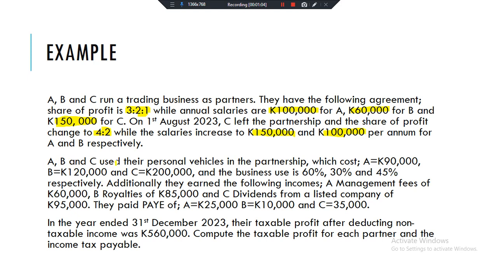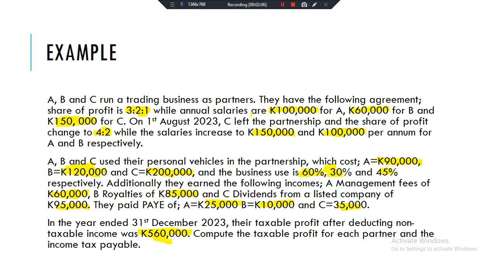A, B, and C use their personal vehicles in the partnership. The cost is 90,000 for A, 120,000 for B, and 200,000 for C. Business use is 60%, 30%, 45% respectively. Additionally, they earned the following incomes: A, management fees 60,000. B, royalties 85,000. C, dividends from a listed company of 95,000. And then they paid pay as you earn 25,000, 10,000, and C 35,000. In the year ended 31st December 2023, the taxable profit after deducting non-taxable income is 560,000. Compute the taxable profit for each partner and the income tax payable.